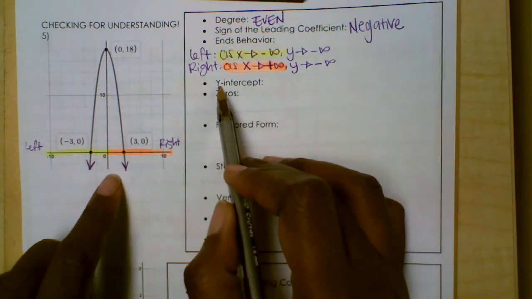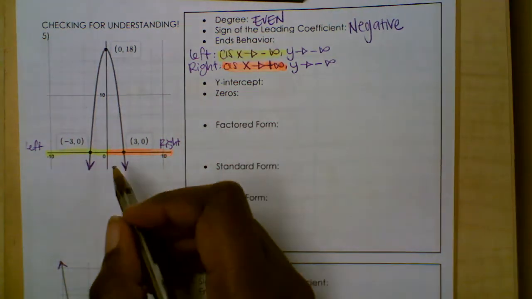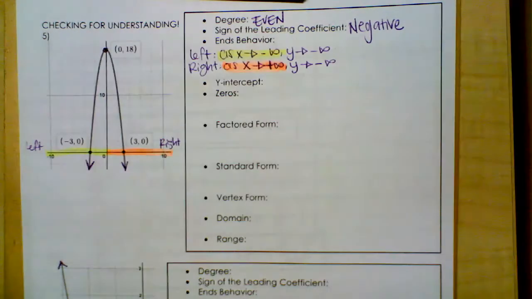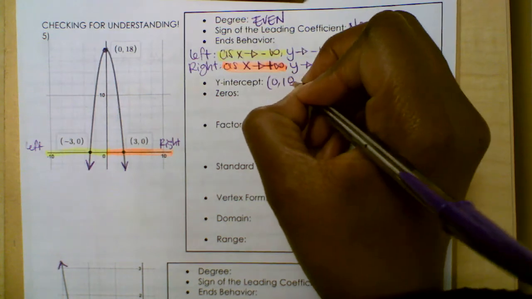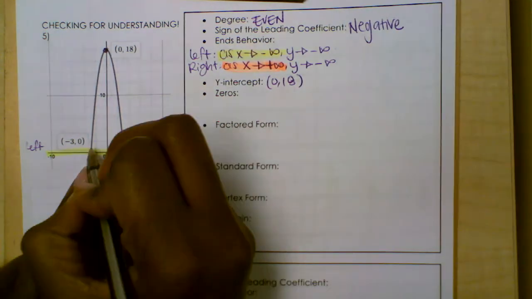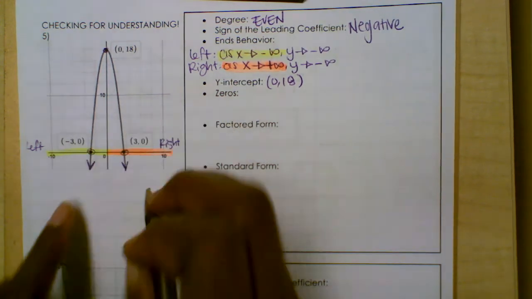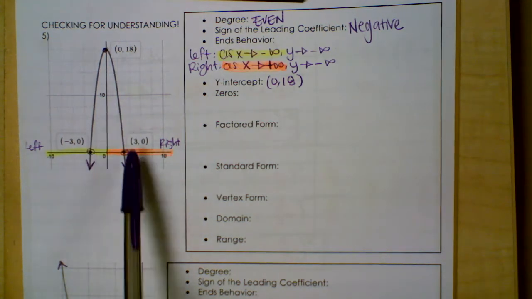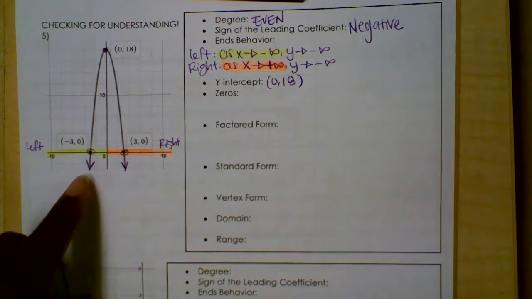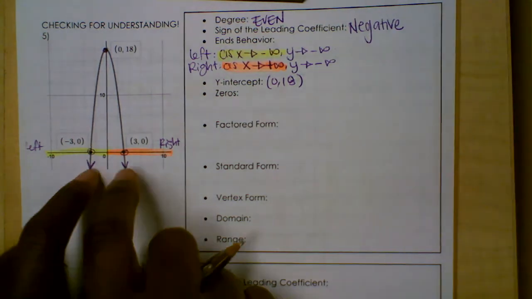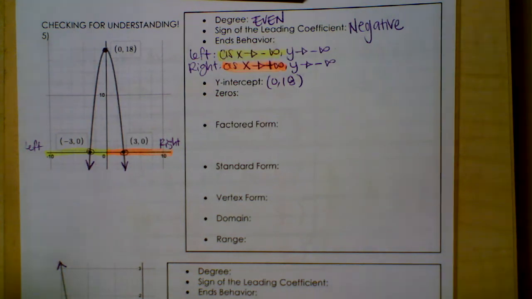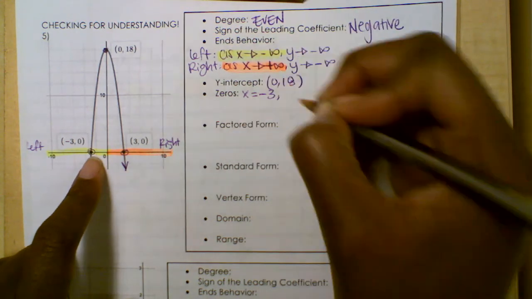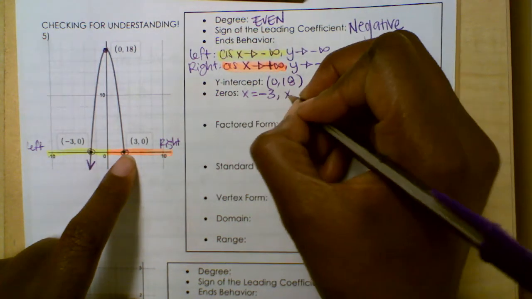What is the y-intercept? The y-intercept represents the point of intersection between the y-axis and the function. The y-intercept is right here, and its coordinate is (0, 18). And what are the zeros? The zeros are right here. Because the polynomial, or the parabola here, crosses over the x-axis at the x-intercepts, we say that those x-intercepts are single. There's no double, there's no triple. So here we have x equal to negative 3, and the second x-intercept is x equal to positive 3.